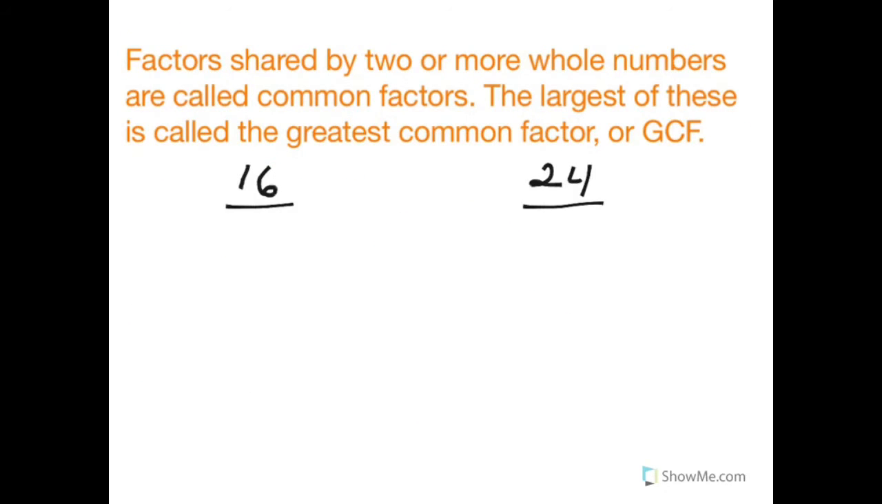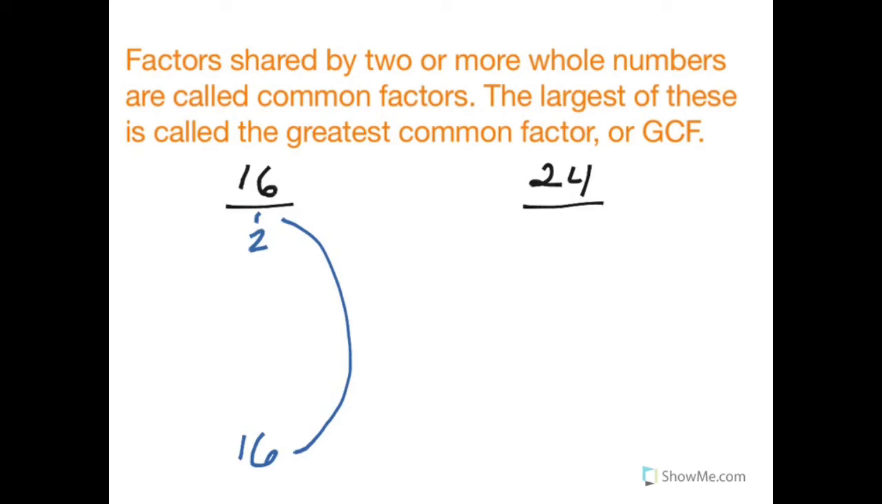Factors shared by 2 or more whole numbers are called common factors. The largest of these is called the greatest common factor, or GCF is what I call it. Okay? Let's check out the factors of 16. When I'm writing factors in my little factor ladder or factor tree here, I'm always going to start with the number 1, because I know 1 times the number is going to give you the number, obviously. 1 times 16 is 16. Then I'm going to move on to 2.